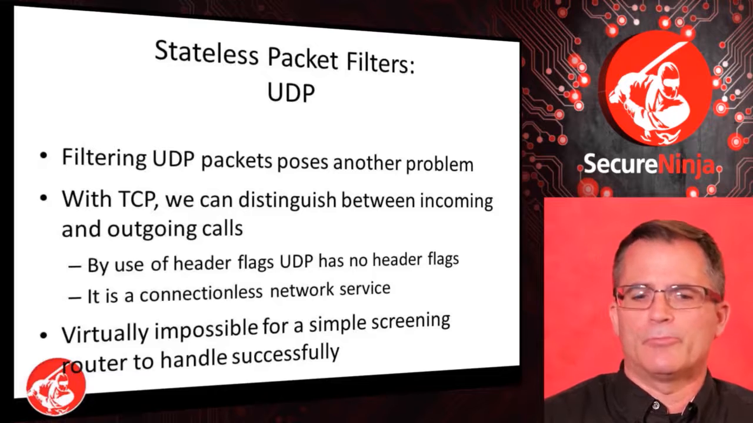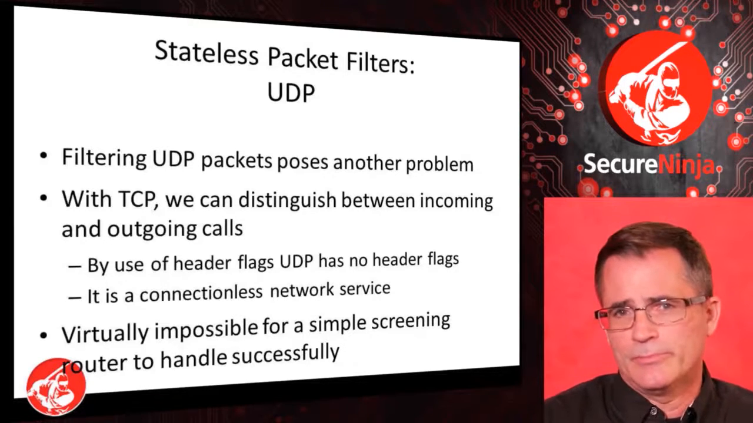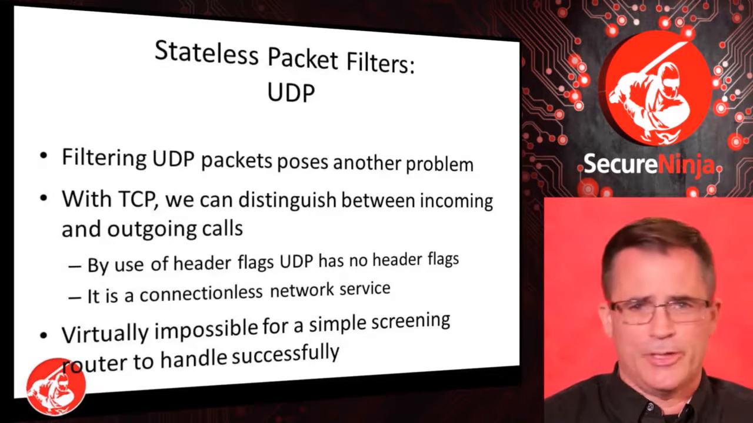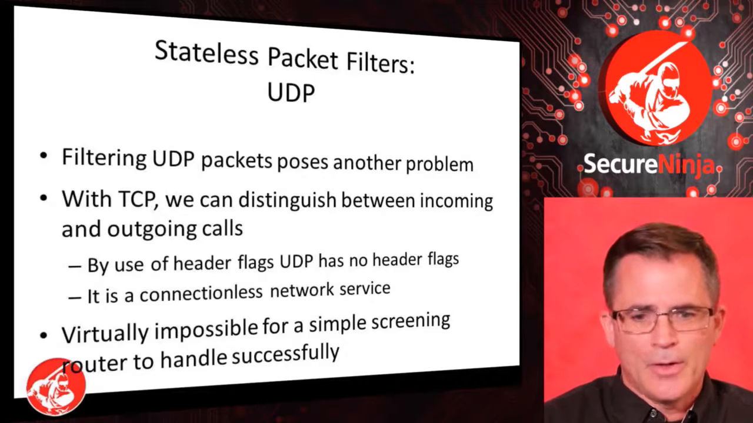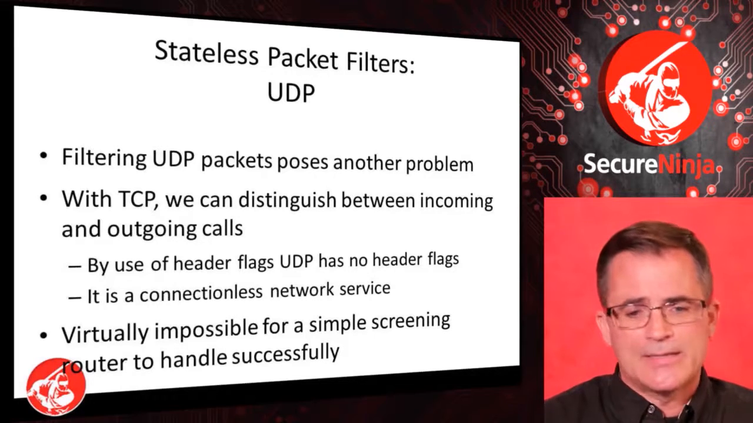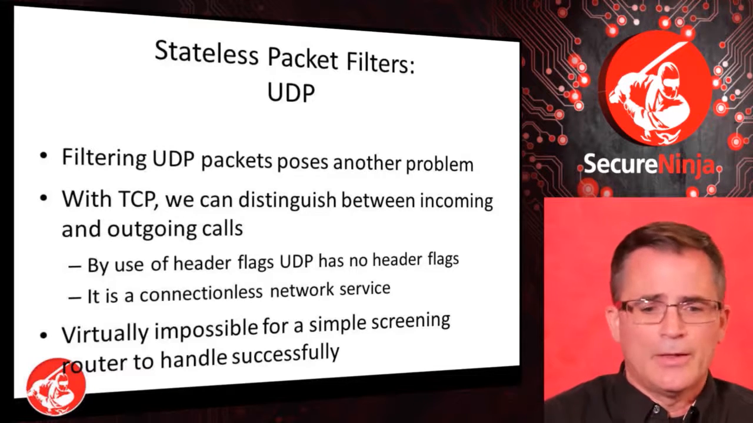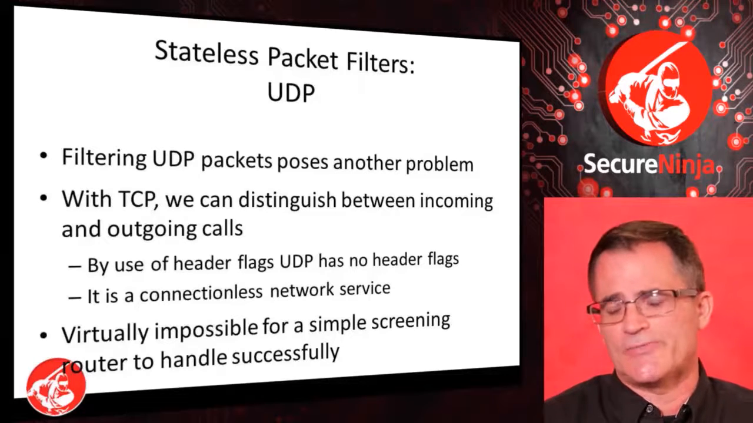UDP, User Datagram Protocol. The problem with UDP is there's no concept of a connection. There's no flags. There's nothing in UDP. We don't know if the packet's coming or going. We can't distinguish between an incoming and an outgoing call. We don't have any header flags. It's connectionless. It's called connectionless because it has no concept of a connection. It's virtually impossible for these routers that are packet filters to handle successfully.